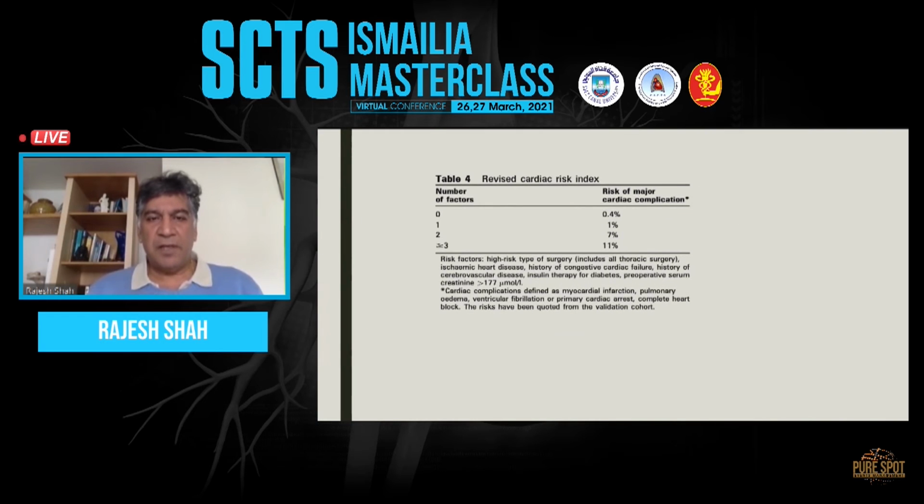This is the revised cardiac risk index. As we know, the more the number of factors, the higher is the risk of major cardiac complications. And the various risk factors are as stated in the slide, which includes any form of thoracic surgery, ischemic heart disease, congestive cardiac failure, cerebrovascular disease, insulin-dependent diabetes, and preoperative serum creatinine level of greater than 177.